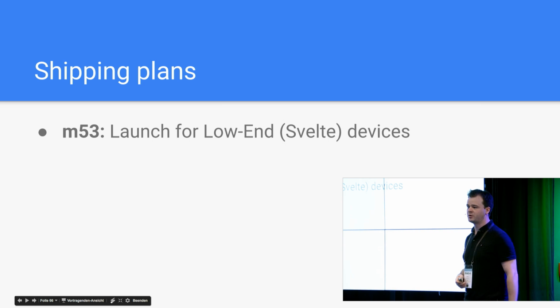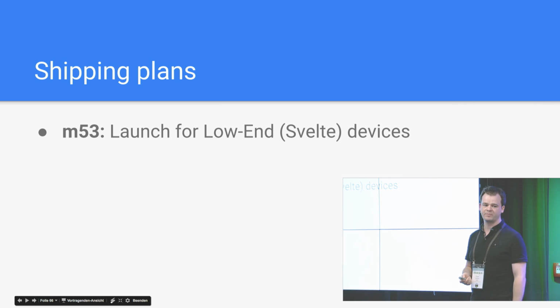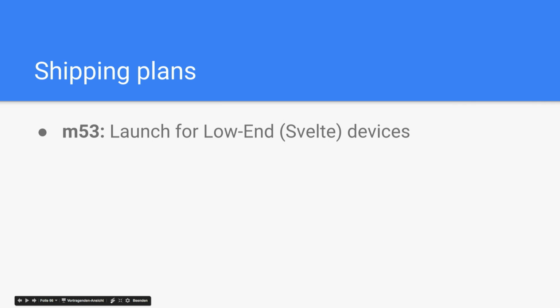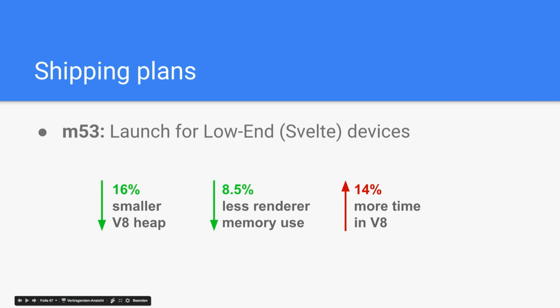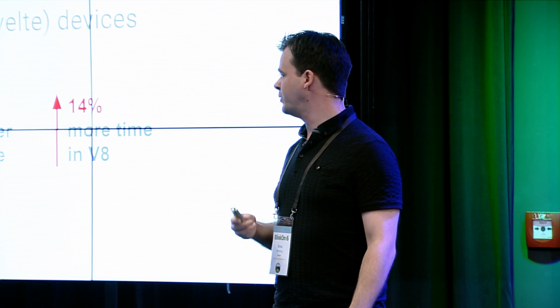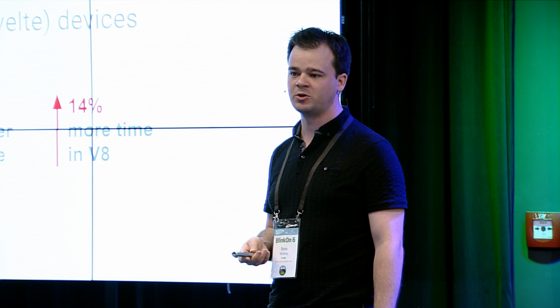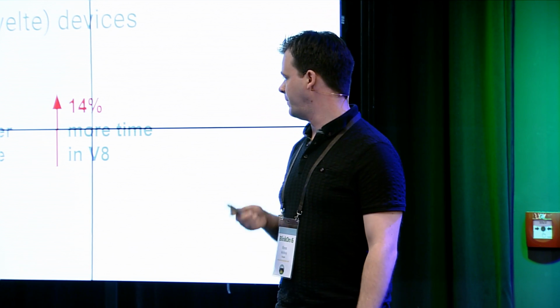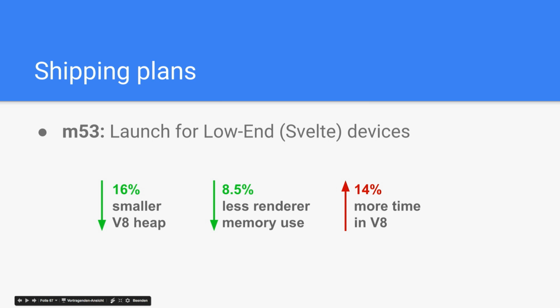So for M53, we're going to launch Ignition on low-end, what we call svelte devices. These are Android devices that have less than 512 megabytes of RAM, which really suffer at the moment on Chrome. We've already run experiments on dev with this, and we're seeing in the wild about 16% smaller V8 heap sizes, which corresponds to about 8.5% less memory usage in the renderer.